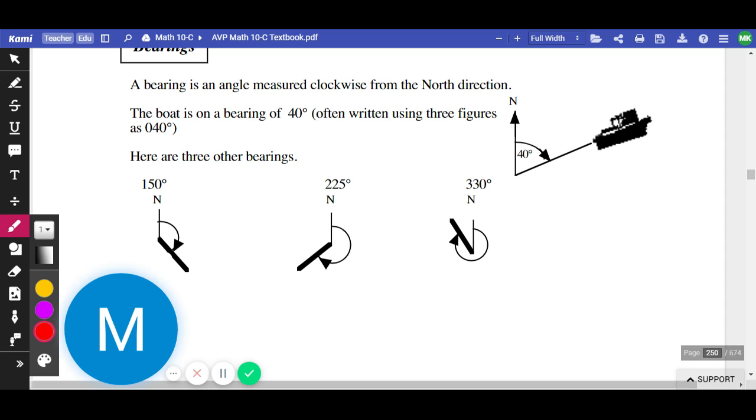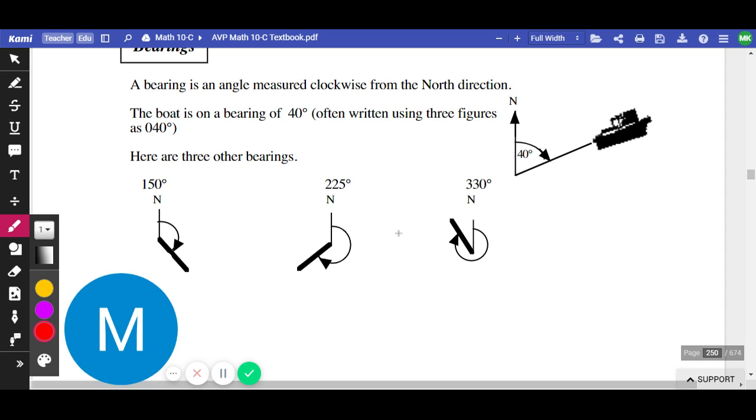How many people use bearings, like in hunting or something like that? Do you hunt? No, I don't like that. No. I just use bearings to move around. Yeah, that makes sense, right? There is another way that we do this too, but that's for another day.